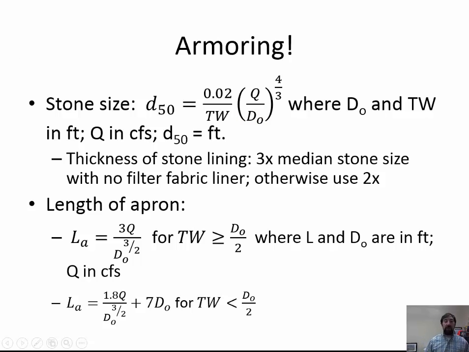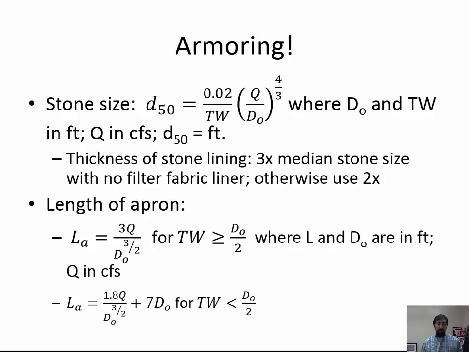And so the thickness of this stone lining tends to be 3 times the median stone size, so 3 times that D50. That's how thick it should be if you don't have any fabric filter. Otherwise, if you're going to use some filter fabric liner, then it's just twice the D50 that you're using. That's how thick you want to lay that stone down.